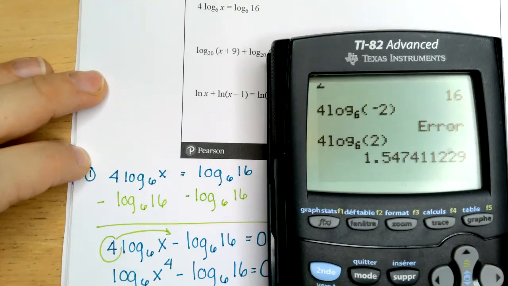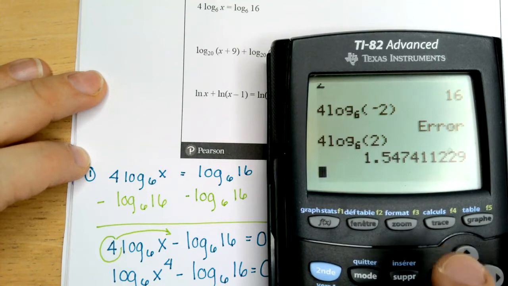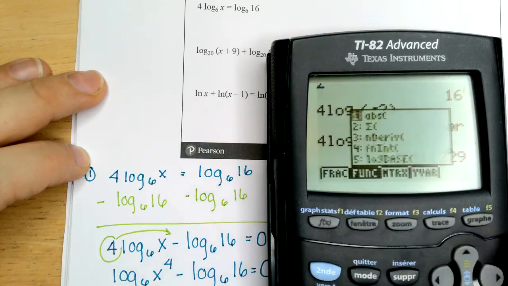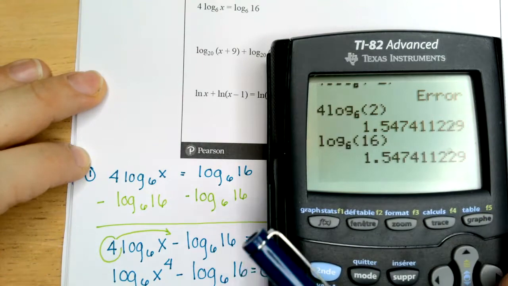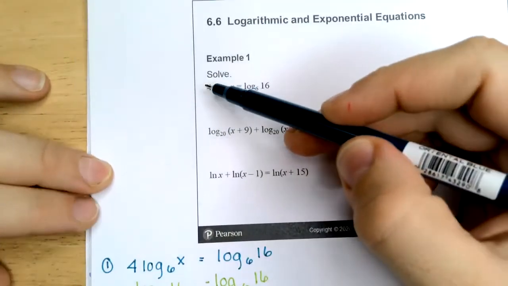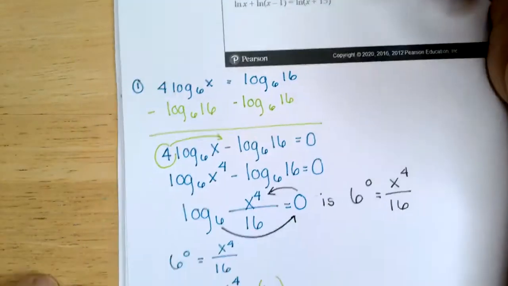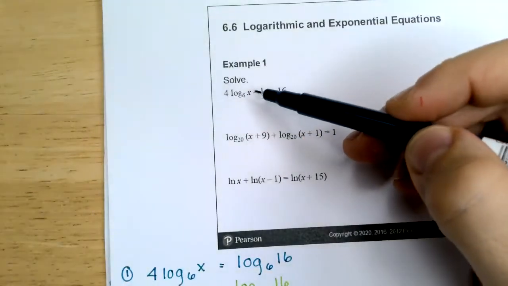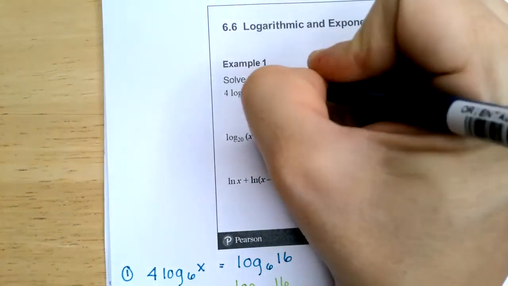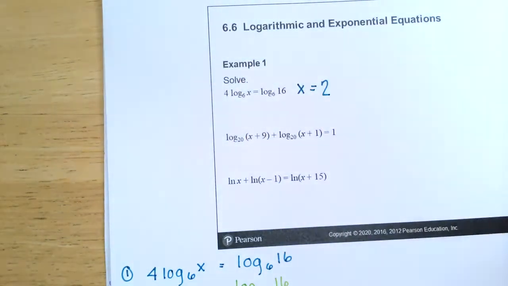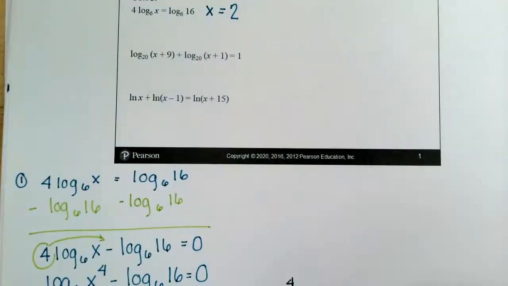4 times the power of log base 6 of 2 is that. And then is that the same as log base 6 of 16? Yes. And that makes sense because remember, we can always move that 4 up here. So 2 to the 4th power is 16. So that makes sense. So x is 2 for the first one. Let's look at the next one.